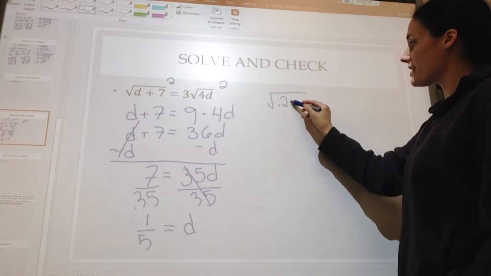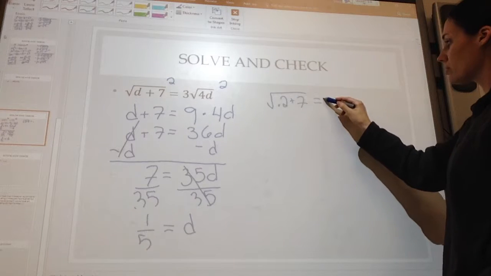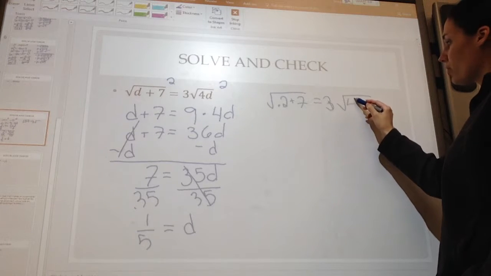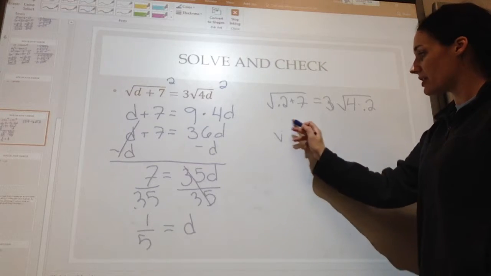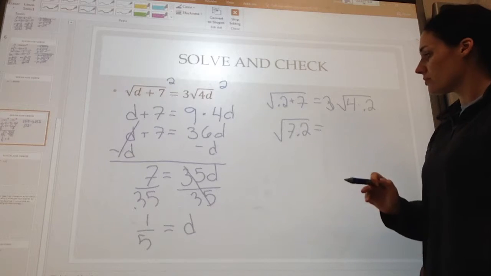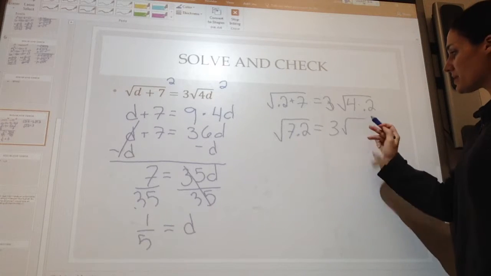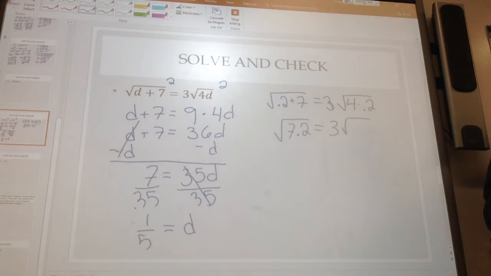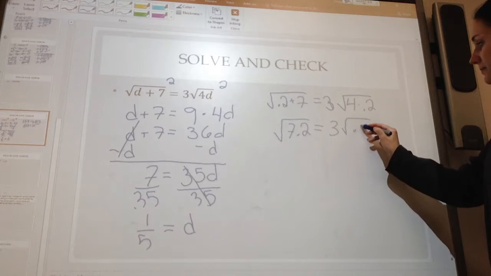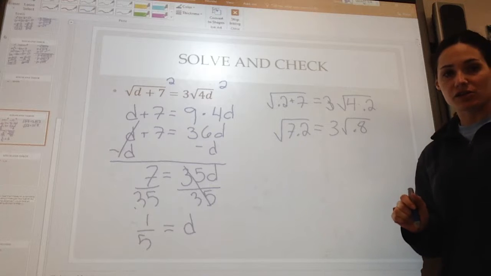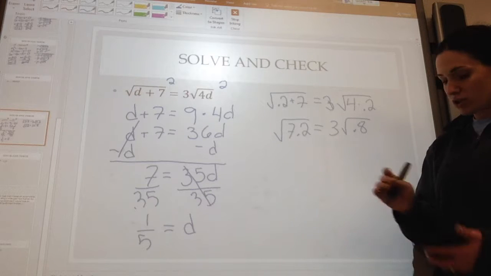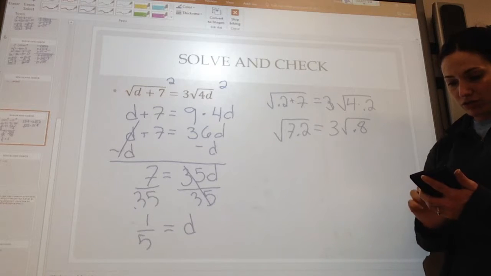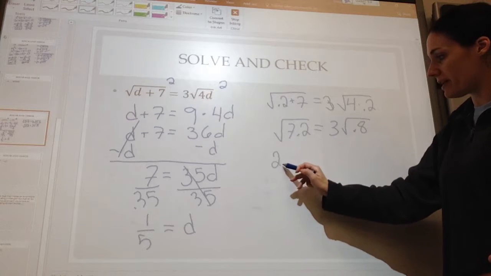We get 0.2 plus 7 equals 3 times the square root of 4 times 0.2. Left side is easy. 0.2 plus 7 is 7.2. On the right side, I get 3 times, and then we're going to do 4 times 0.2, so we get 0.8. You're going to need to use calculators from here on out because I can't tell if these two are equal yet because they're not all underneath the square root. So we're going to do the square root of 7.2, which is a real messy number. Just write down as many decimals as you think you can.